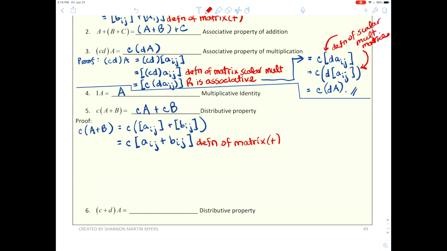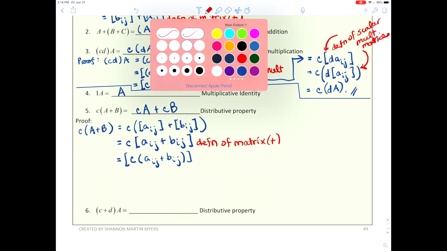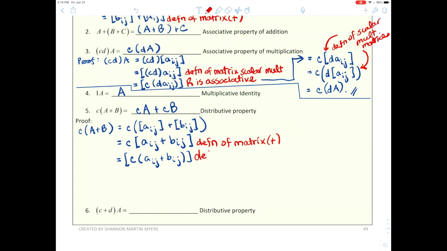So now what will we do? We can bring that scalar in, and you have to be careful. You have to keep the grouping. So C is coming in and it's multiplying to Aij plus Bij in parentheses, and so they'll all be in that matrix. And that is why: definition of matrix scalar multiplication.